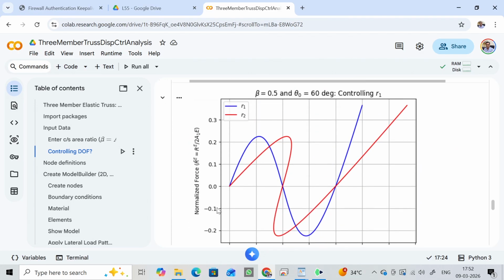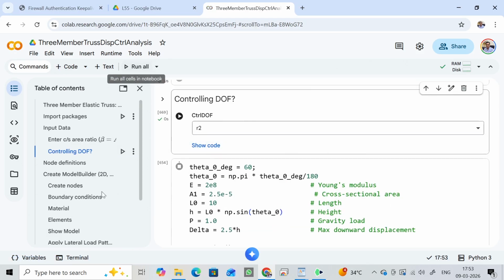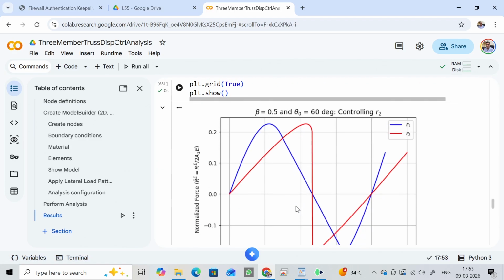this kind of behavior. Now, here I am plotting R1 versus the force as well as R2 versus the force. See, R2 is showing this behavior, okay, and R1 is increasing monotonically, right. So, therefore, when I am controlling R1, there is no problem. But let me go back up and change the controlling degree of freedom.